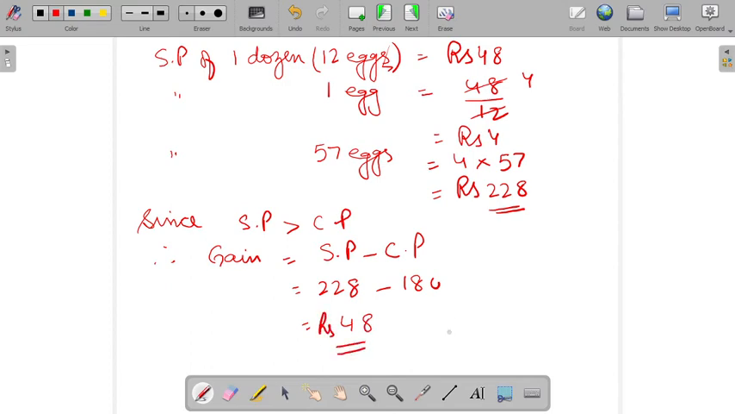If you solve it, it would come as rupees 48. So what should be the total gain? Don't forget to write its answer. Therefore, total gain equals rupees 48. I hope this question is clear now.